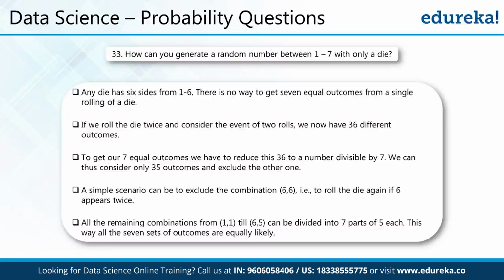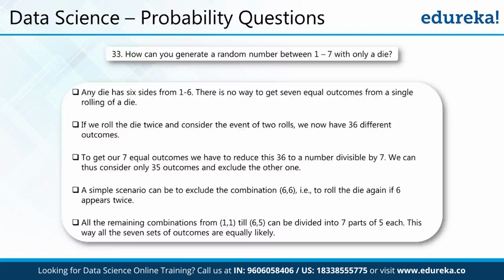So we have these 36 different outcomes. How do we now make sure that this is equally likely? First we have to find a number which is divisible by 7, which is close to 36. So maybe we can exclude one of the possibilities from the 36 combinations and keep only these 35 possible outcomes, like excluding maybe 6,6. If we remove this possibility, we are left with all the possible combinations starting from 1,1 till 6,5, right?